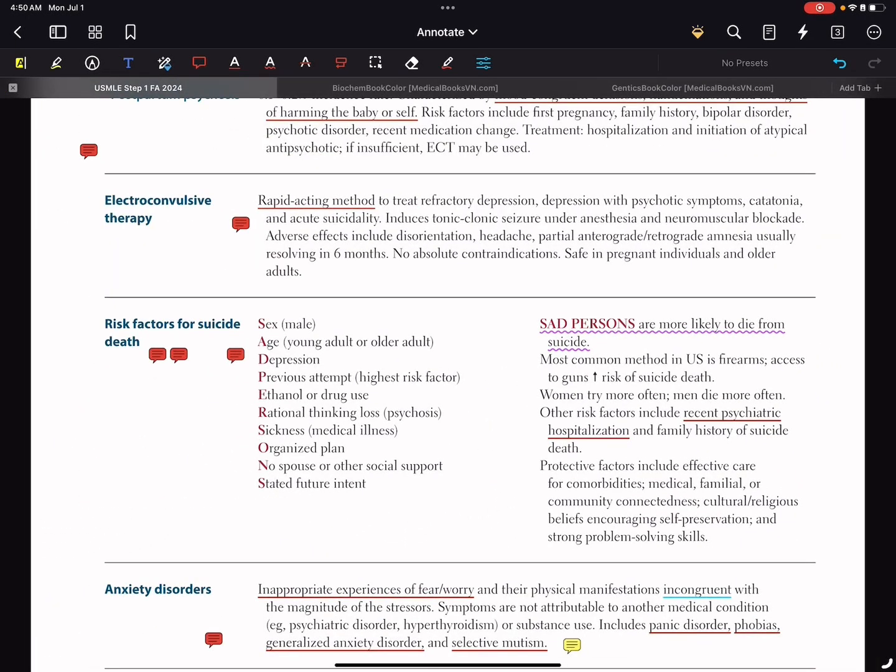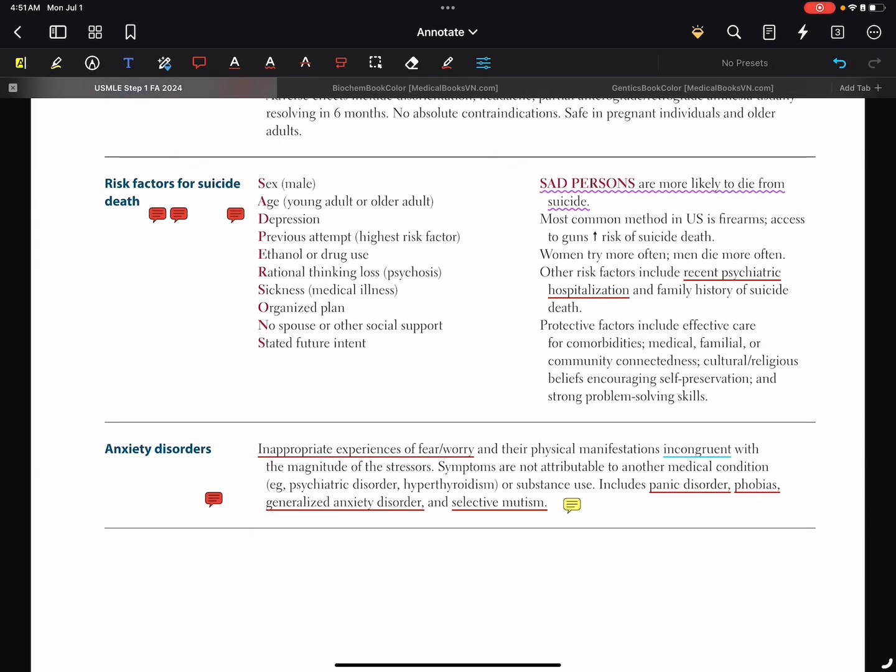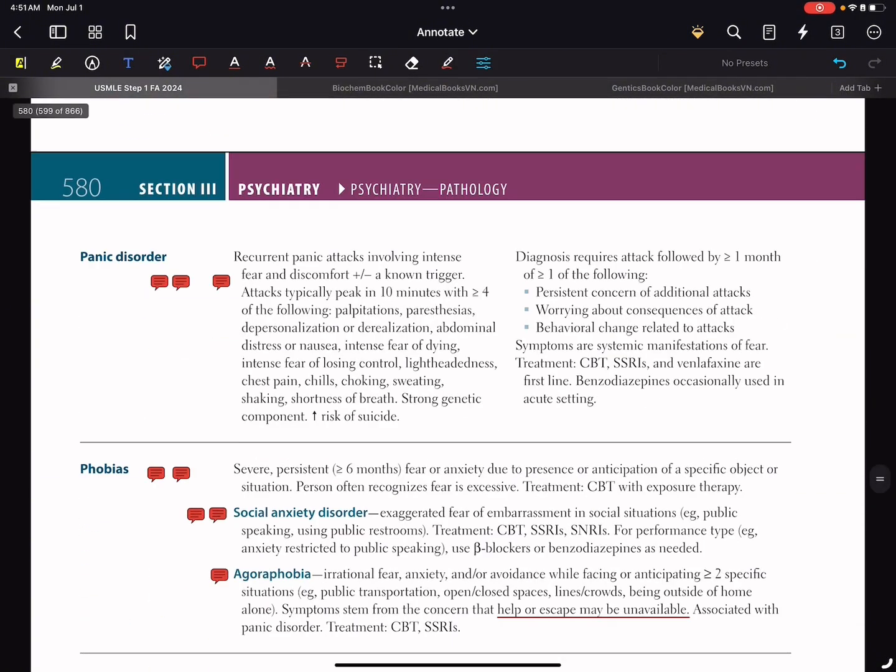Protective factors include effective care for comorbidities, medical, familial or community connectedness, cultural or religious beliefs encouraging self-preservation, and strong problem-solving skills. Anxiety disorders involve inappropriate experiences of fear, worry, and their physical manifestations incongruent with the magnitude of the stressor. Symptoms are not attributable to another medical condition, psychiatric disorder, hyperthyroidism, or substance use. They include panic disorder, phobia, generalized anxiety disorder, and selective mutism. Panic disorder: recurrent panic attacks.